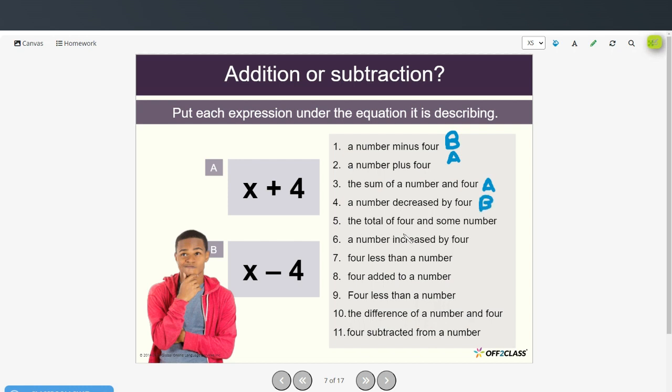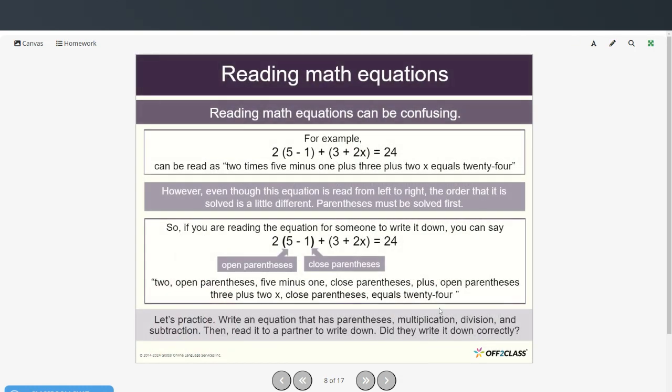The total of 4 and some number, that's A. A number increased by 4 is also A. 4 less than a number is B. 4 added to a number is A. 4 less than a number is B. The difference between a number and 4, that's also B. And 4 subtracted from a number is also B.